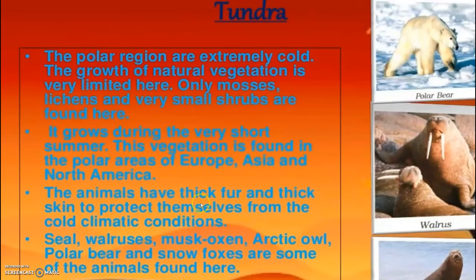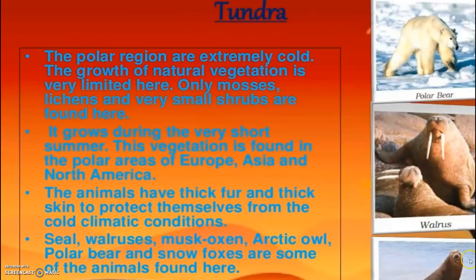The animals have thick fur. The animals of the tundra have thick fur and thick skin to protect themselves from the cold climatic conditions. So why do these polar animals have thick fur and thick skin? Because they have to protect themselves from the extreme cold climatic conditions of this particular area. Seals, walruses, musk oxen, Arctic owls, polar bears and snow foxes are some of the animals found here.